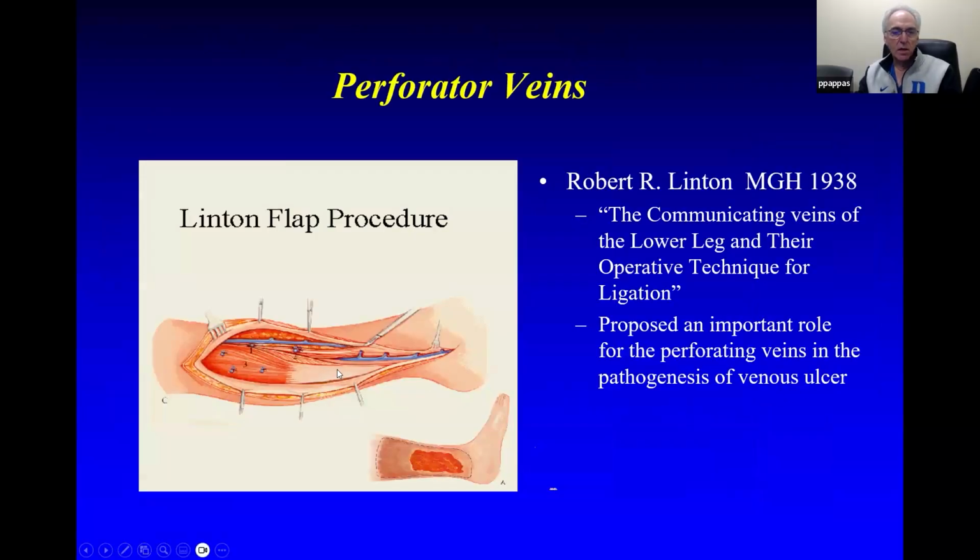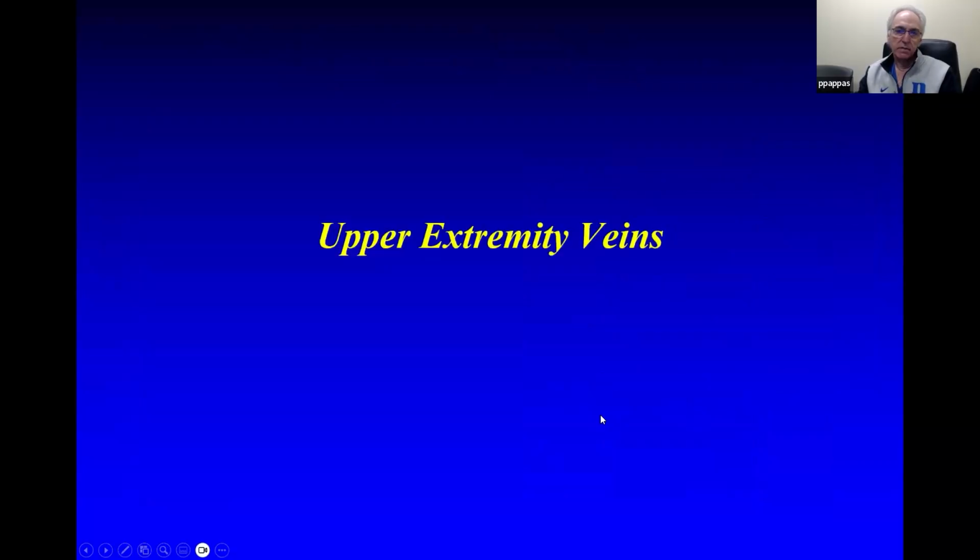This is the old Linton operation, which was basically an open SEPS procedure where you'd make this long incision, identify all the perforators, and ligate them, and it did absolutely nothing for the ulcer. But at that time, they were trying to figure it out.